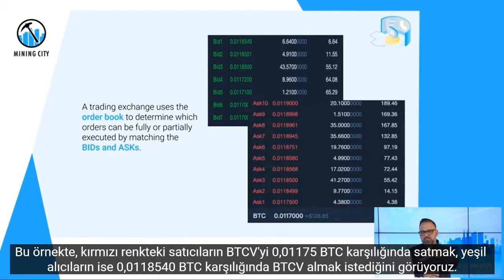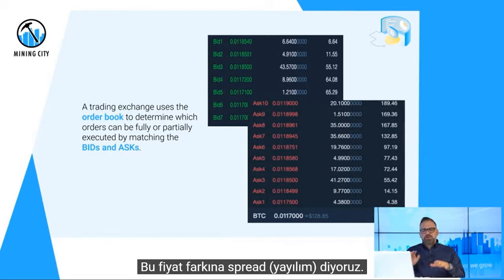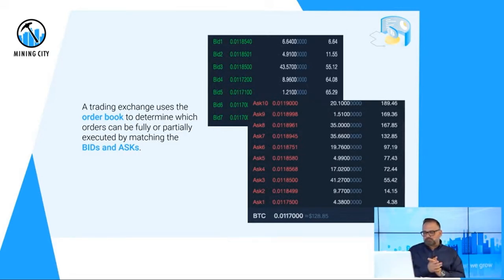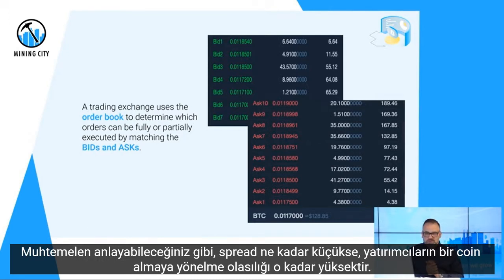In this example here, we can see that the sellers in red want to sell BTCV for 0.01175 of a Bitcoin, while the buyers in green want to buy BTCV for 0.0118540 BTC. We call that difference in price a spread, and as you probably figured out, the smaller the spread is, the more likely that the traders will be inclined to buy the coin.